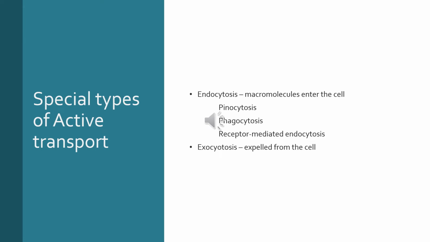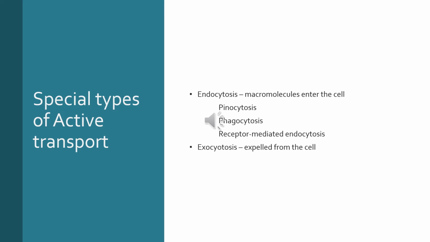Apart from the primary and secondary active transport mechanisms, there are some special types of active transport systems where the substances are transported through the cell membrane as vesicles. Hence, such mechanisms are generally called vesicular transport. Major types of vesicular transport are endocytosis and exocytosis.